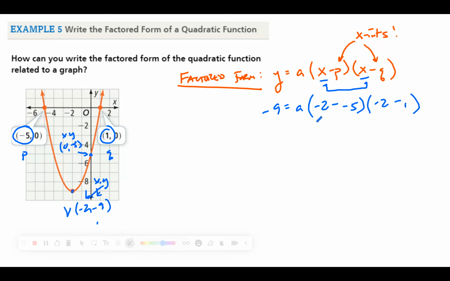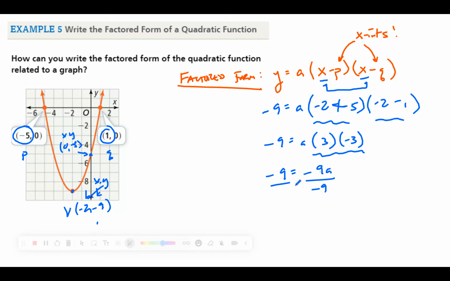Okay, so what you're going to do is you're going to simplify each parenthesis. So we have negative 9 equals a. This parenthesis becomes plus. Negative 2 plus 5 is 3. This is negative 2 minus 1, which is negative 3. Now we're going to multiply those, and that'll become the coefficient of a. So negative 9 equals, so 3 times negative 3 is also negative 9a. And then we'll divide both sides by this negative 9 to get a equals 1. So our a value is a 1.